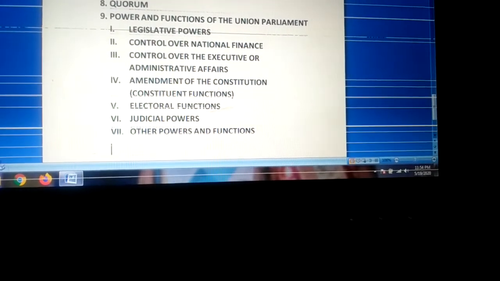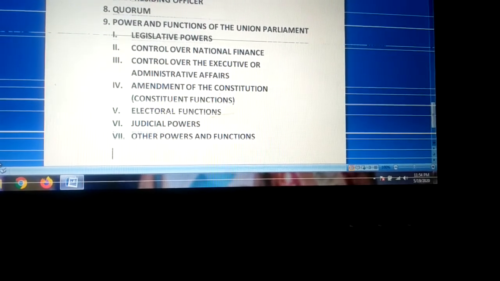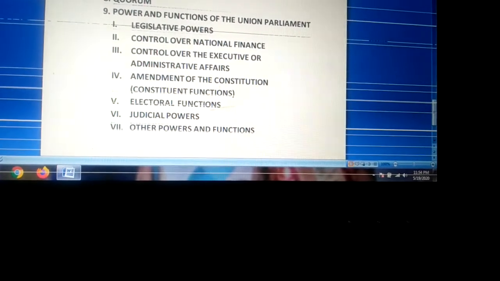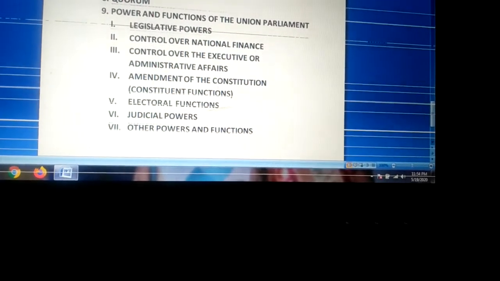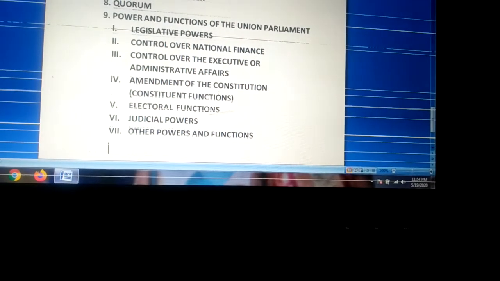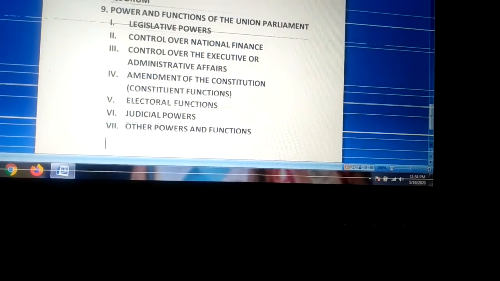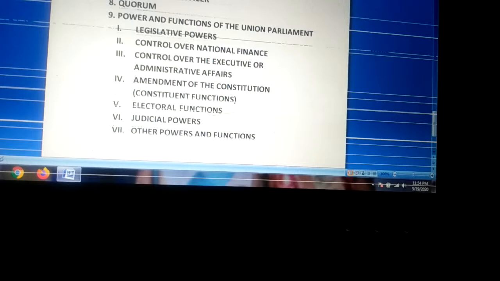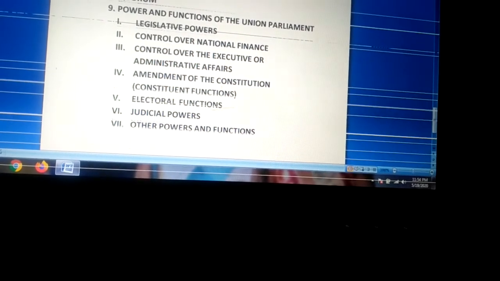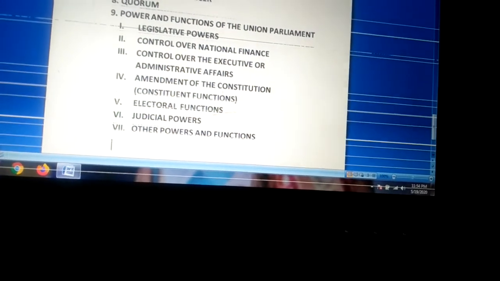Then electoral function. What are electoral functions? 3 points are given. Learn these 3 points. Elected members of both houses of parliament and members of legislative assemblies elect the president of India. We all know that the vice president of India is elected by members of both houses of the parliament, and the speaker is elected by the Lok Sabha from among its members by a simple majority of members present and voting.